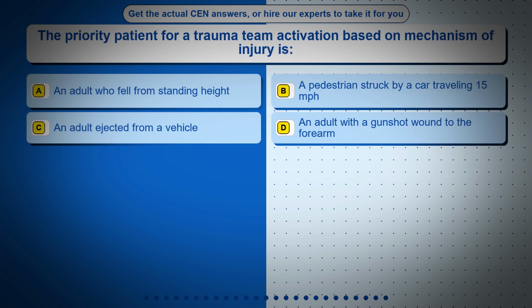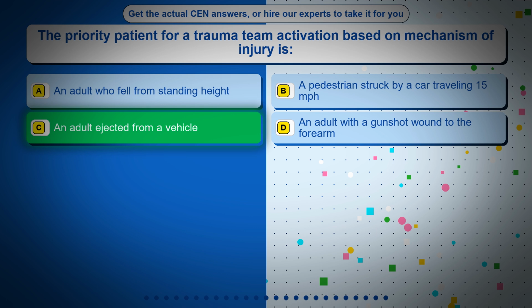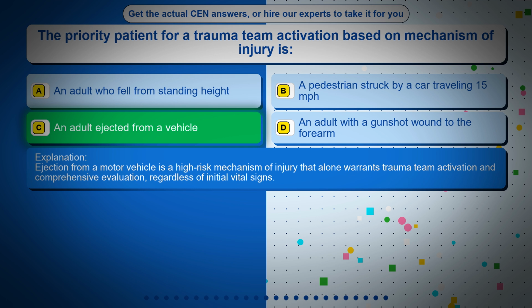Question 25. The priority patient for a trauma team activation based on mechanism of injury is option A. An adult who fell from standing height. Option B. A pedestrian struck by a car traveling 15 miles per hour. Option C. An adult ejected from a vehicle. Option D. An adult with a gunshot wound to the forearm. The correct answer is option C. An adult ejected from a vehicle. Ejection from a motor vehicle is a high-risk mechanism of injury that alone warrants trauma team activation and comprehensive evaluation, regardless of initial vital signs.